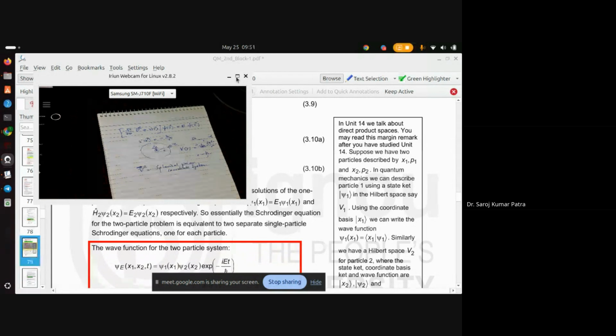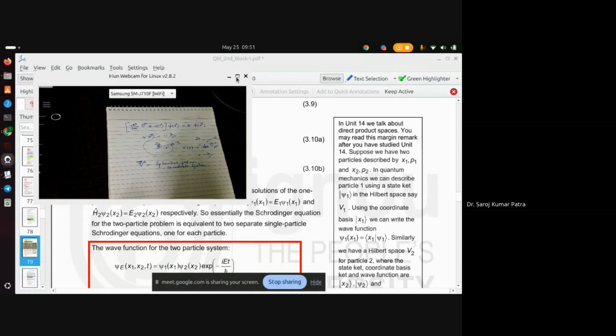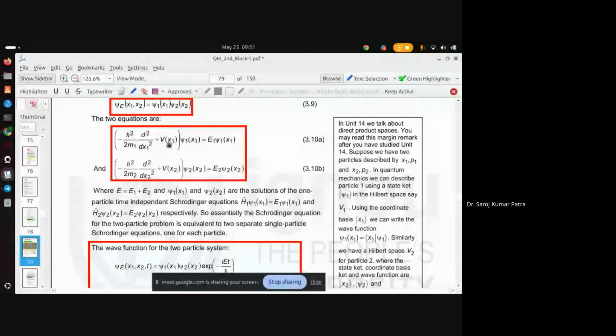So you will have a bunch of partial differential equations to solve. The idea here is that if I know the potential under which the particle is interacting, and if I have this V(x1), the potential for x1, I can solve this time independent Schrodinger equation to get psi 1, which is the eigenstate.